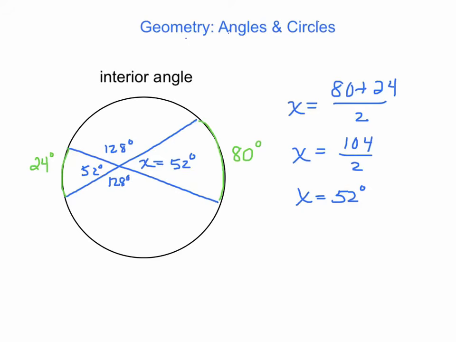The proof of this idea is a little more complicated than the previous one, so I think I'm going to save that to discuss in class at some point. But what I want you to take away from this is that for any angle that's formed by two chords, such as this angle right here, it's the average of the two arcs that that angle intercepts. So you add the two arcs and then divide by 2.